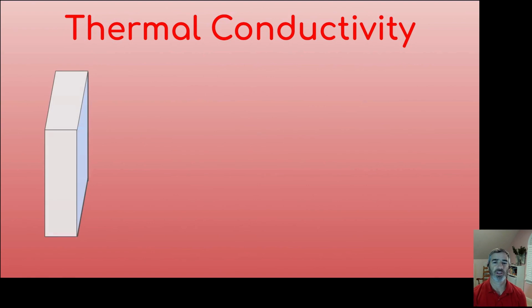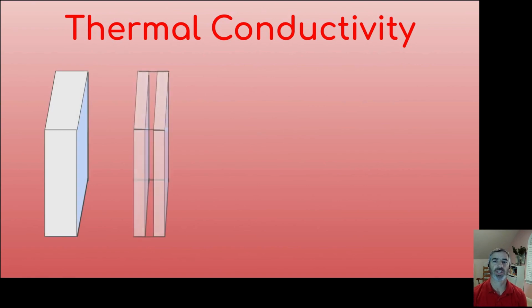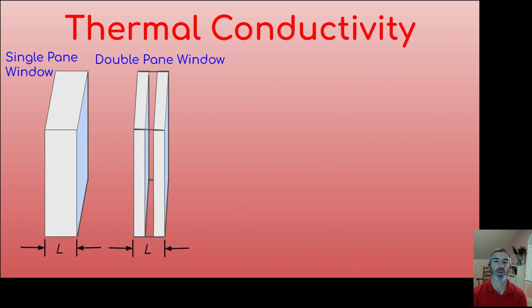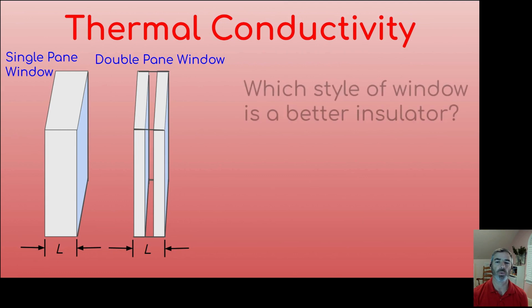In this slide, we're going to look at two cross-sectional areas of windows that have the same area and same thickness, but one's a single pane window and one's a double pane. The double pane just means that there's air in between the two panes. We're going to be asked which style of window is a better insulator. So we're going to compare the thermal conductivity constant for the substances.